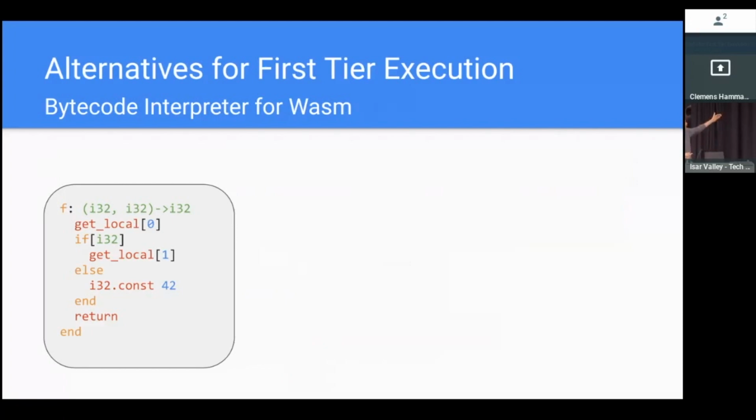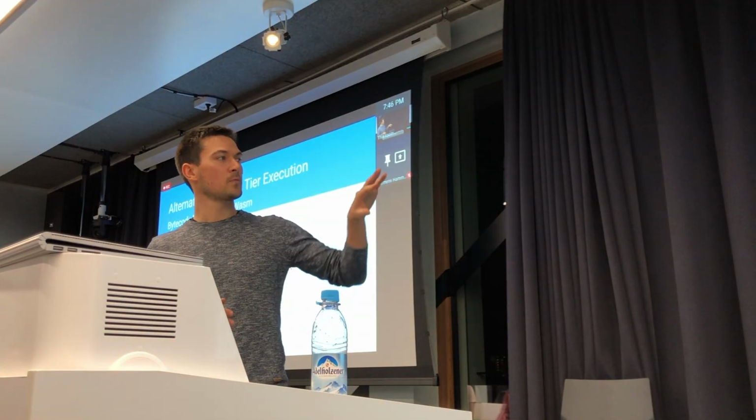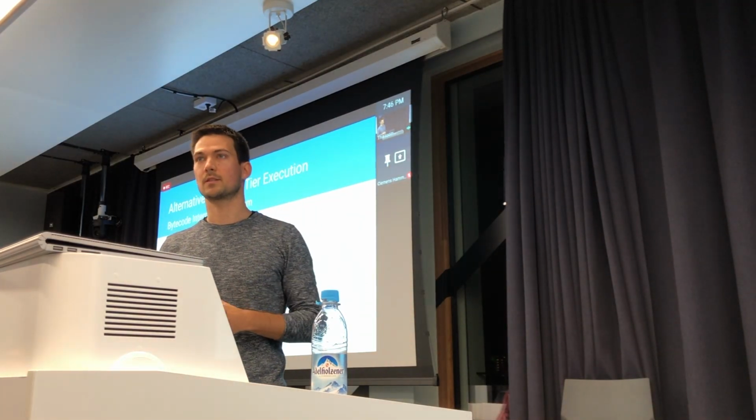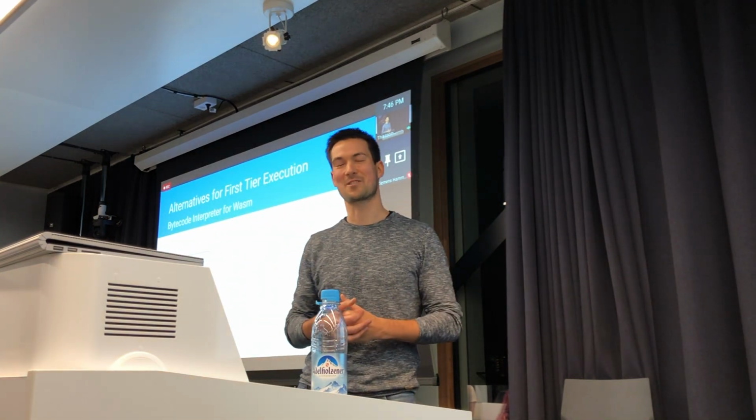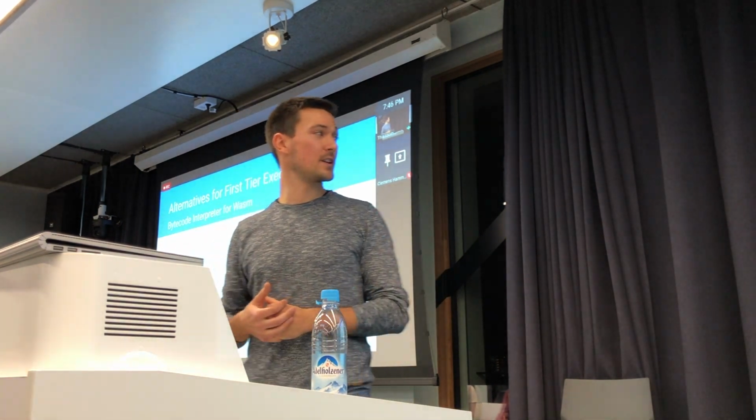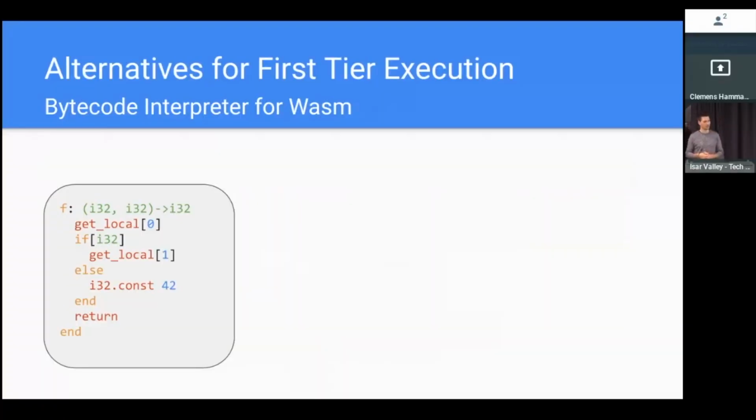And now if this first parameter is not equal to 0, then we execute this get local 1. So we push the second parameter on the stack. Otherwise, we push the constant 32. And then we return that value that we pushed. So we return either the second parameter if the first parameter is not 0, and otherwise we return the constant 42.